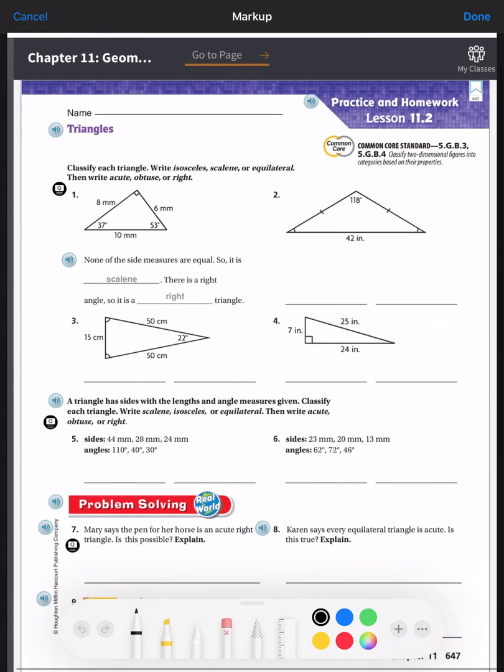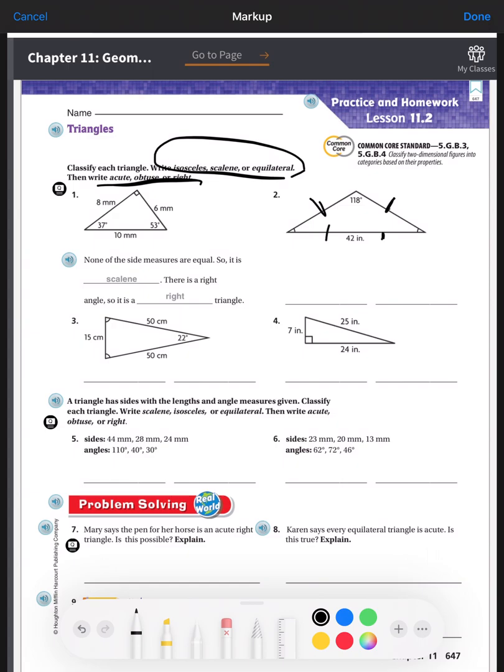So we have to classify it two ways: isosceles, scalene, or equilateral, and also obtuse, acute, or right. Now they're showing these two sides the same length, but this one down here is a different length. So it's going to be an isosceles. I know how to spell it, I just can't write it.